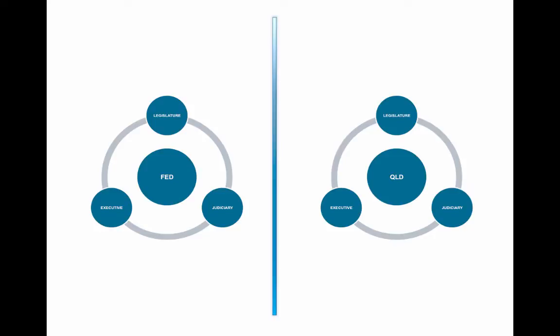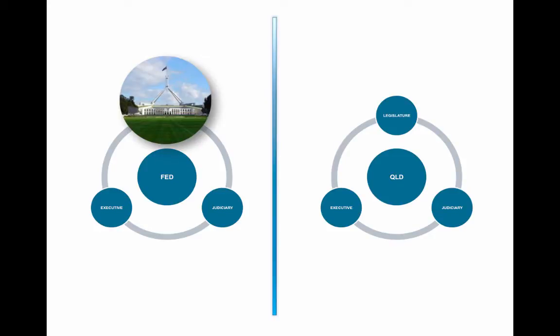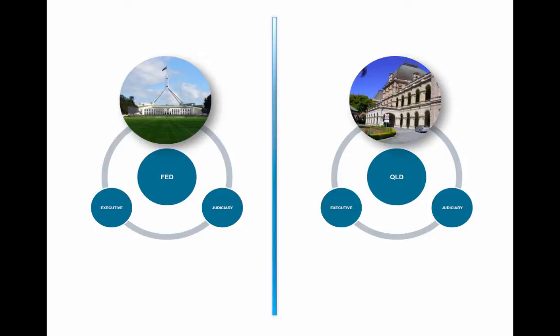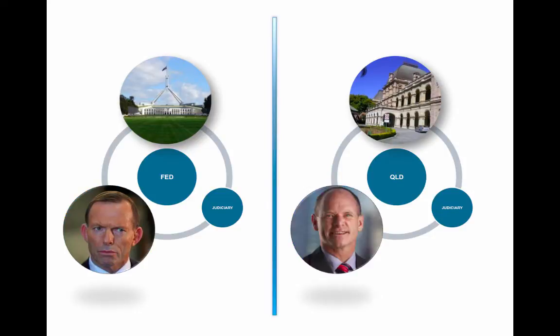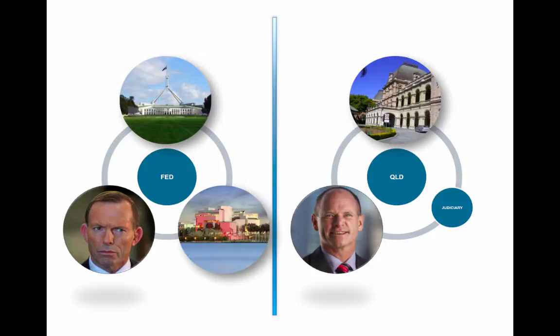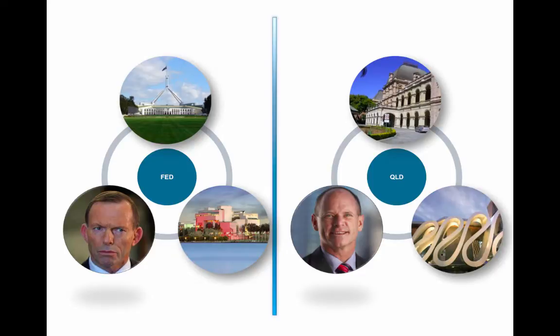This explains, therefore, why we have a federal parliament and a Queensland parliament, a prime minister and a federal executive, and a premier and a Queensland executive, a federal court system and a state court system. The question now is, how do these 2 levels of government work together?